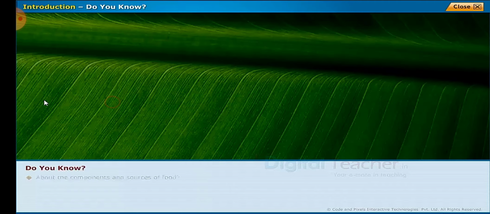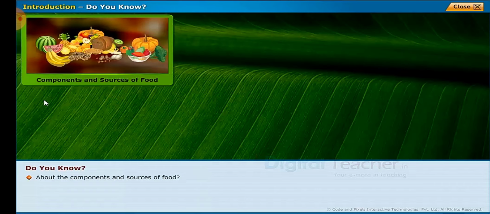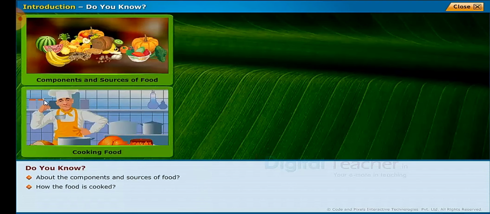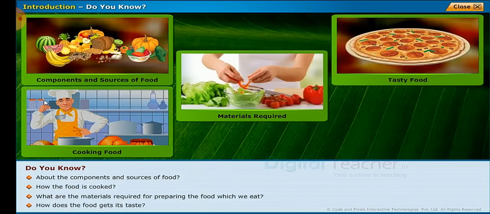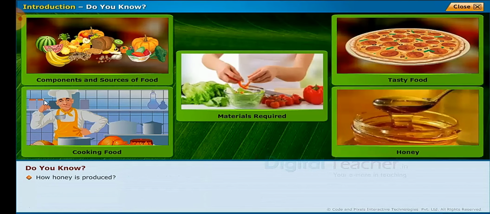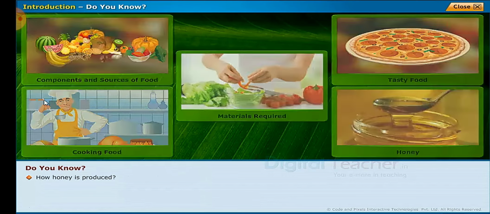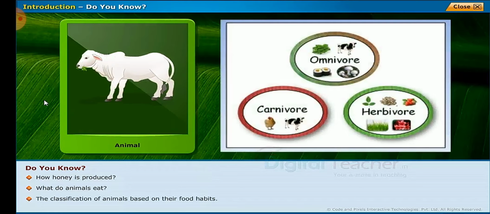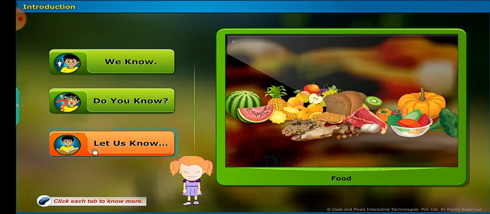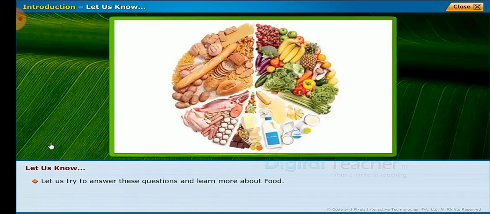Do you know about the components and sources of food? How is the food cooked? What are the materials required for preparing the food which we eat? How does the food get its taste? How is honey produced? What do animals eat? The classification of animals based on their food habits. Let us try to answer these questions and learn more about food.